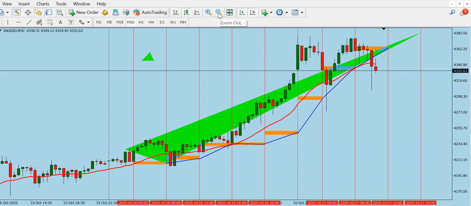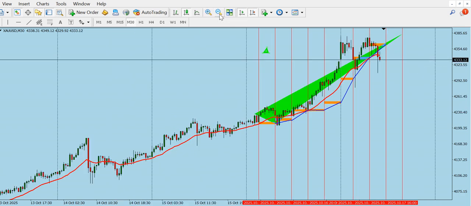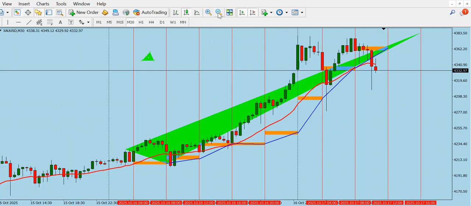Looking at the high and low of the chart, let's look at the high and low of the chart. 1, 2.